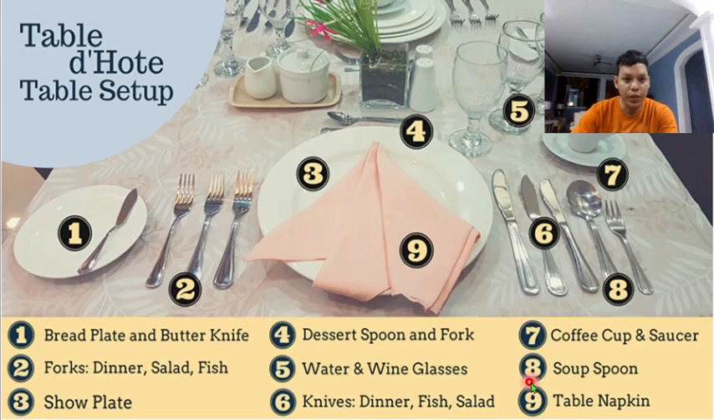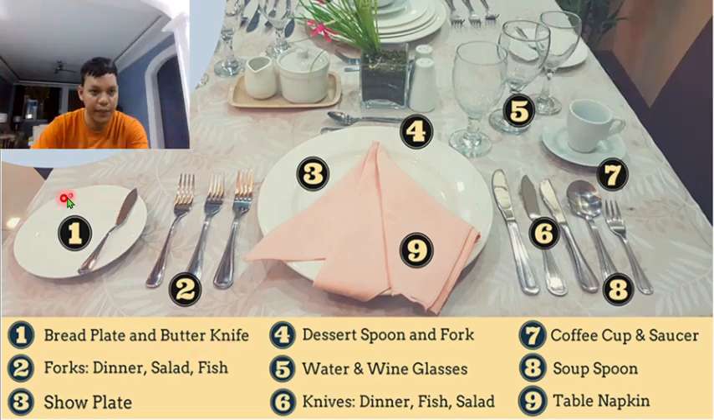We also have here a guide. Number 1, this is a bread plate and a butter knife. This is the butter knife and this is the bread plate. Number 2, forks. We have here the dinner fork, salad fork, and fish fork. And then number 3, this is the show plate. Number 4, this is a dessert spoon. We have a dessert spoon and we also have a dessert fork.